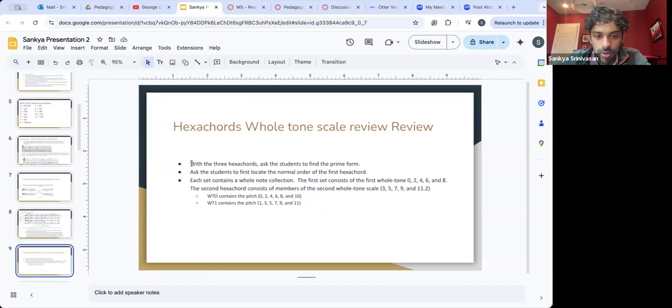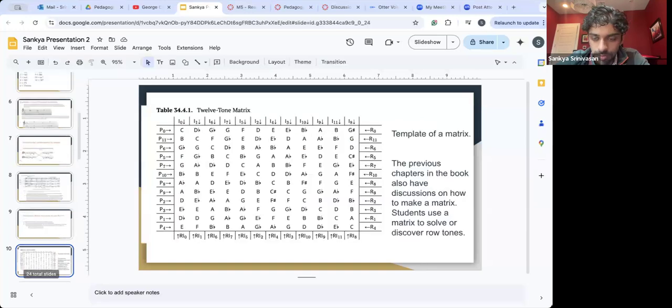So, hexachords. With the three hexachords, ask students to find the prime form, and ask them to locate the normal order of the first hexachord. Each set contains a whole tone collection. And the first set, I already said. The second hexachord contains 3, 5, 7, 9, and 11.